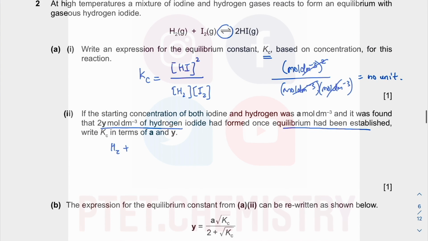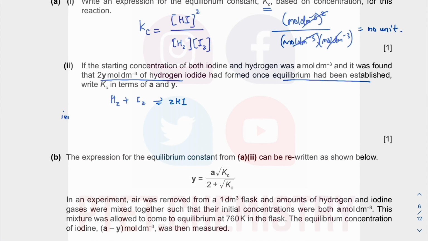So I know the equations are given above, but I want to set up an equilibrium table so that I can write out things like initial concentration, where I have A and A because both the iodine and hydrogen was A mole per dm cube. I have nothing of the HI, and then at equilibrium, I would have 2y mole per dm cube of HI.